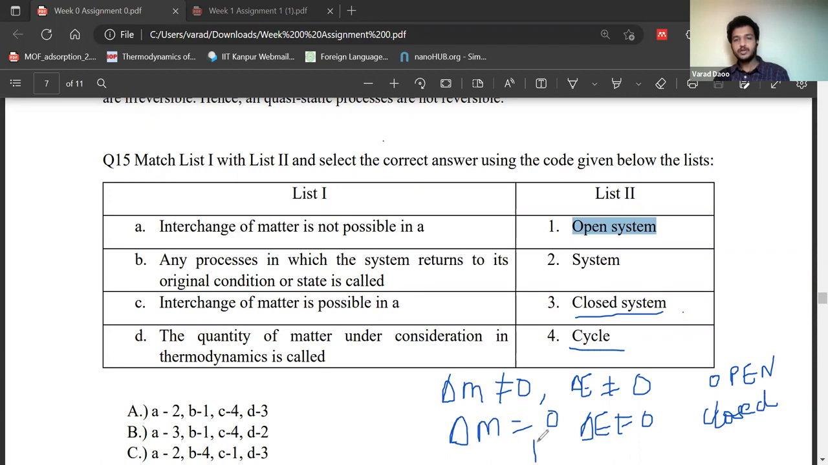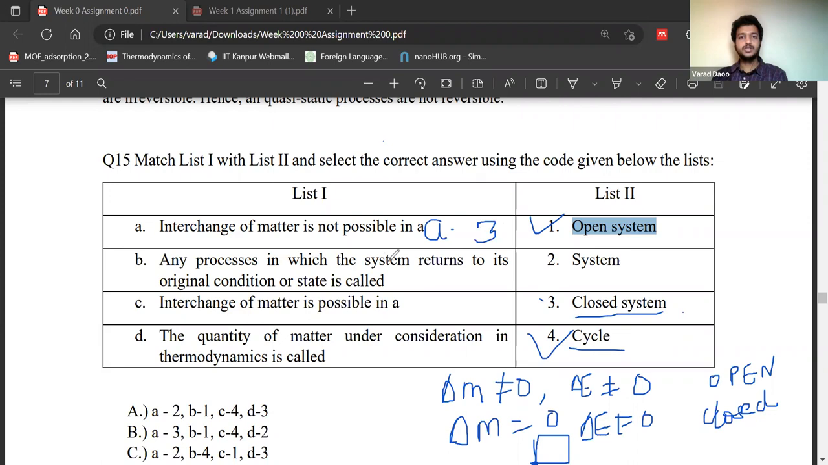A process which comes back to its initial position. Okay. That's a cyclic process. And system. The system is that part of the universe in which we are dealing. Okay. So now let us see. So interchange of matter is not possible in a closed system. Okay. So this A has to be 3.